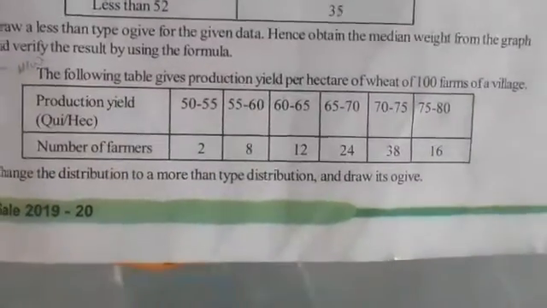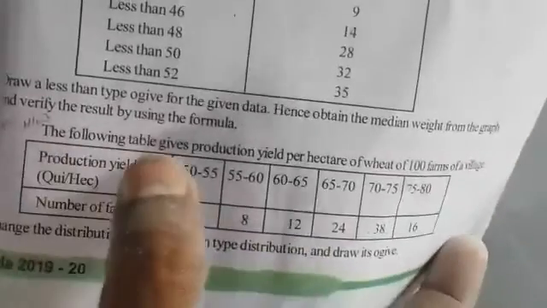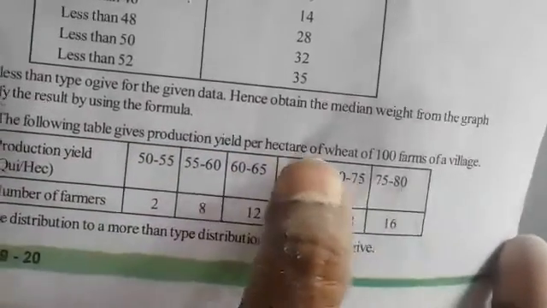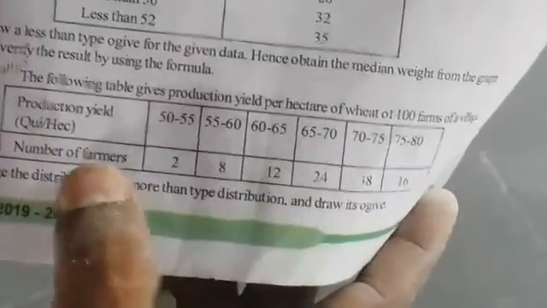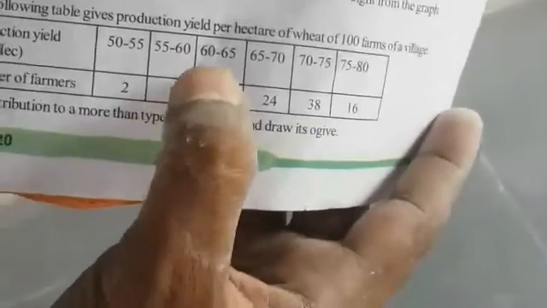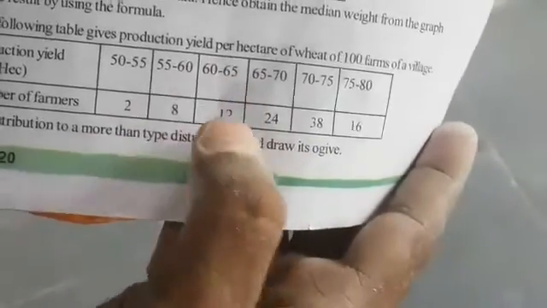The third one is a more than type distribution, so I will explain that one. The following table gives the production yield per hectare of wheat of 100 farms of a village. Production yield 50 to 55 hectares, number of farmers is given as 2. 55 to 60, number of farmers 8. 60 to 65, 12. What is asked? Change the distribution to a more than type distribution and draw its ogive graph.